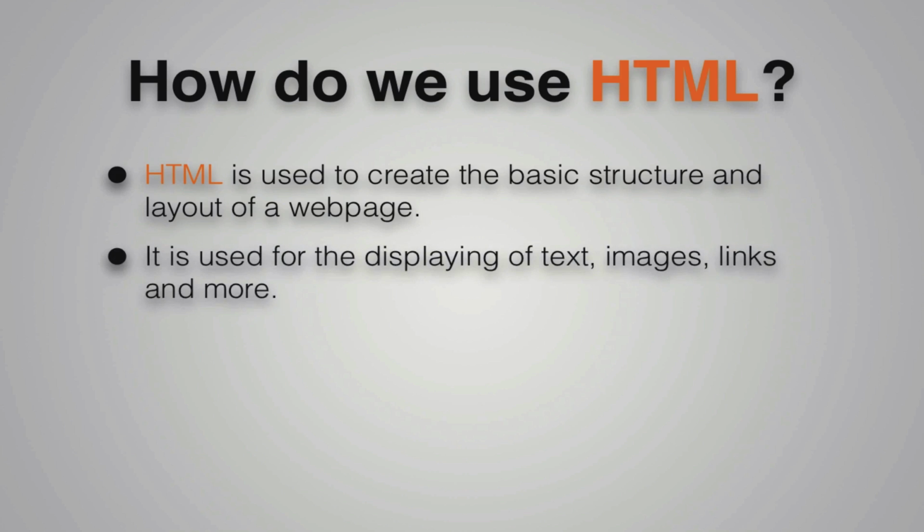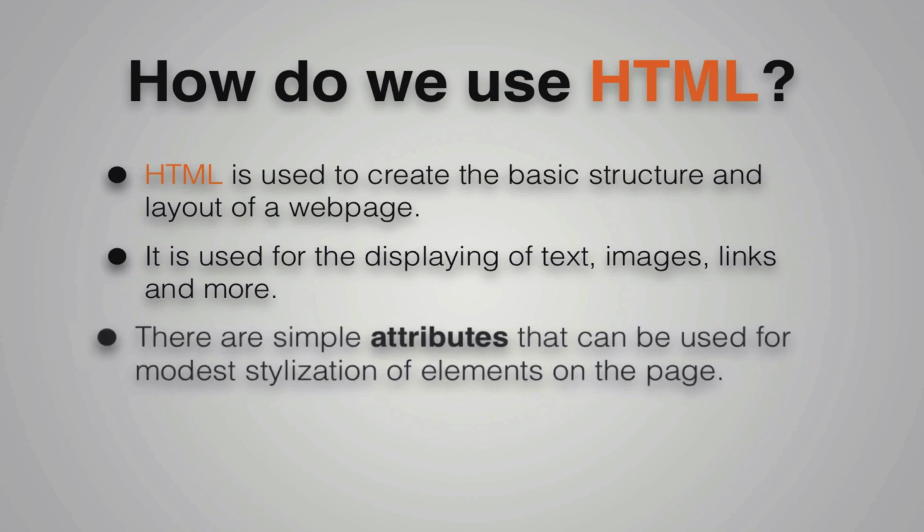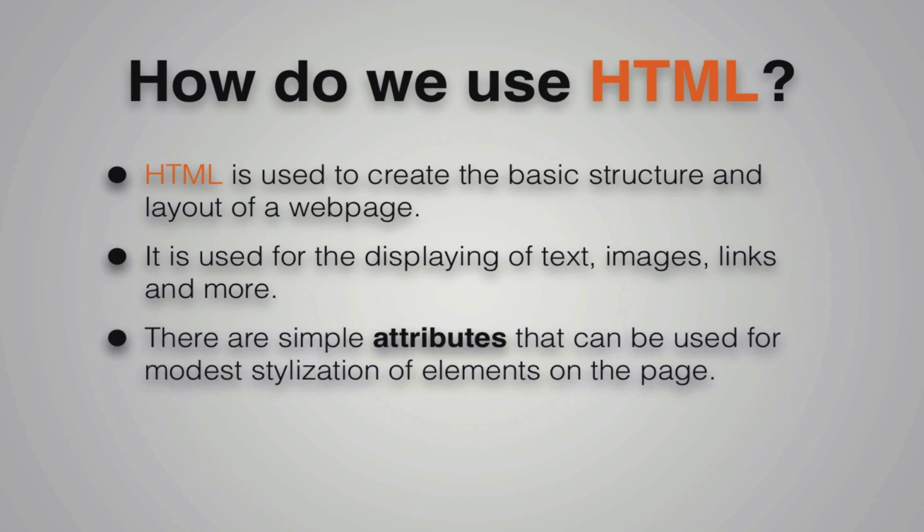HTML is used for displaying the text of images, links, and more. And the more part is actually due to the new improvements that keep coming out due to updates to the actual language, which we're going to cover a bit later. So HTML is used for displaying text, images, and links. And when I said basic structure, I actually meant it, because there are only simple attributes that can be used for modest, not advanced, but modest stylization of elements on your page. So that's what that's all about.